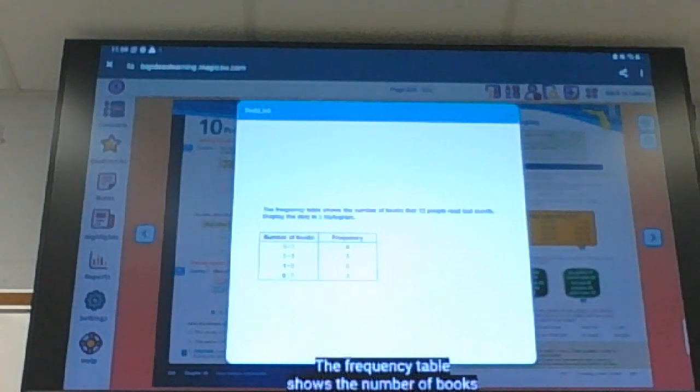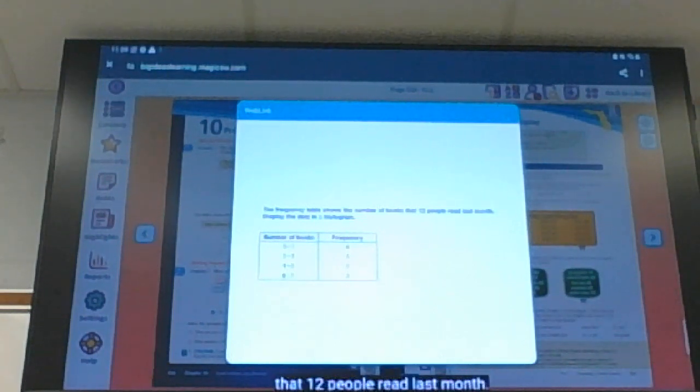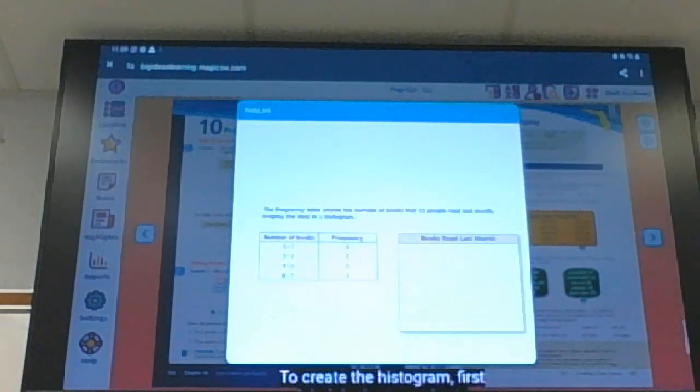The frequency table shows the number of books that 12 people read last month. Display the data in a histogram. To create the histogram, first, label the horizontal axis with the data being displayed, number of books. Label the vertical axis with frequency.